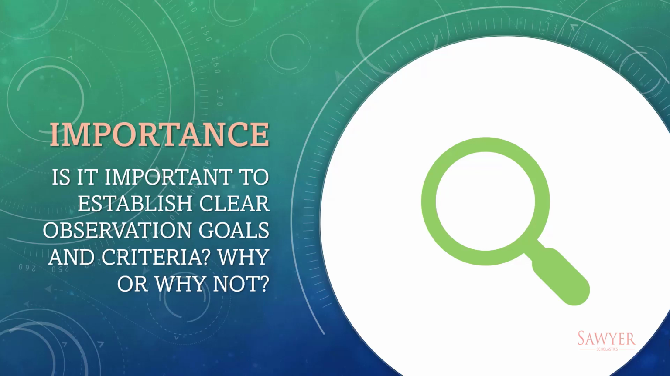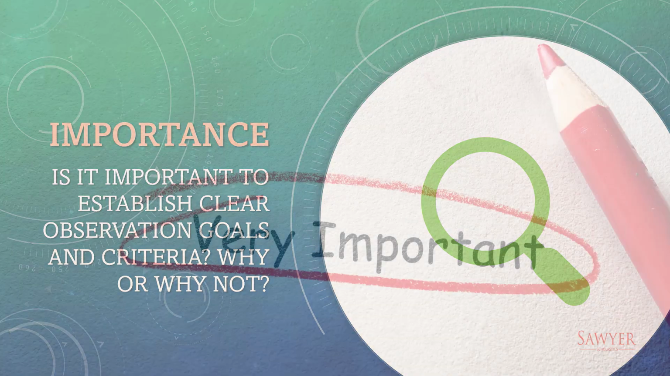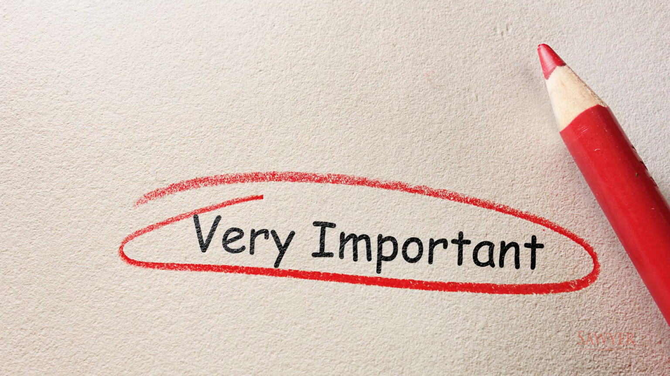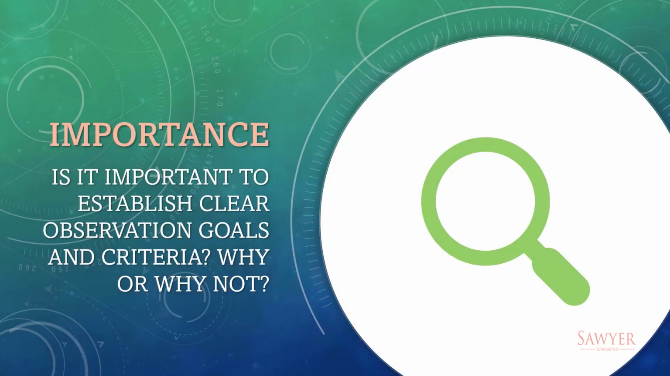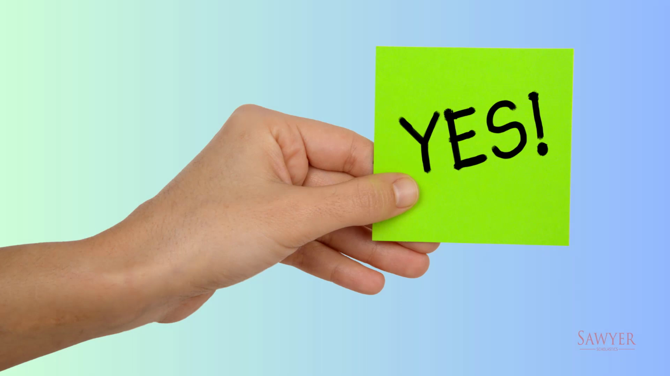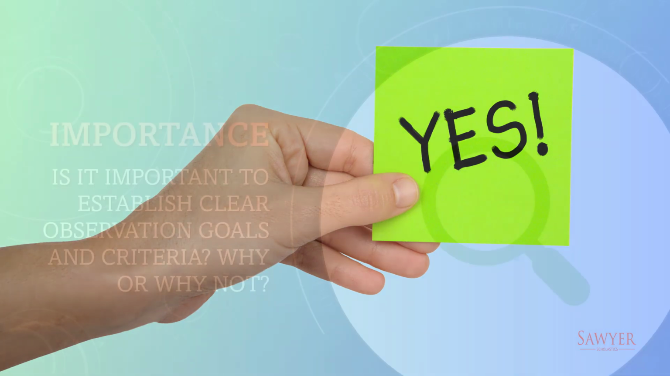Okay, let's talk about the importance just for a second. Ask yourself, is it important to establish clear observation goals and criteria? Hopefully, your answer to this question is yes. And why? Well, let's go through the module, and if you don't already know why it is important, I'm pretty sure that you'll figure it out as we go along. And then when we summarize, we'll hit on this point again. So the answer to this question is yes, but why? Well, let's take a deeper look.